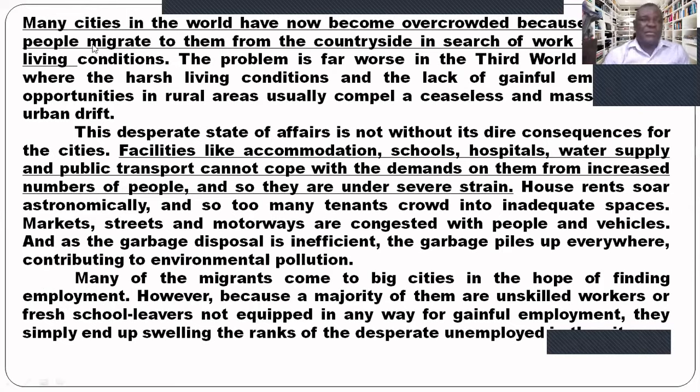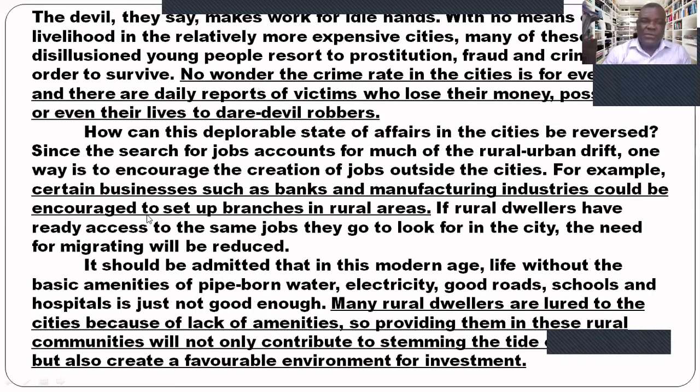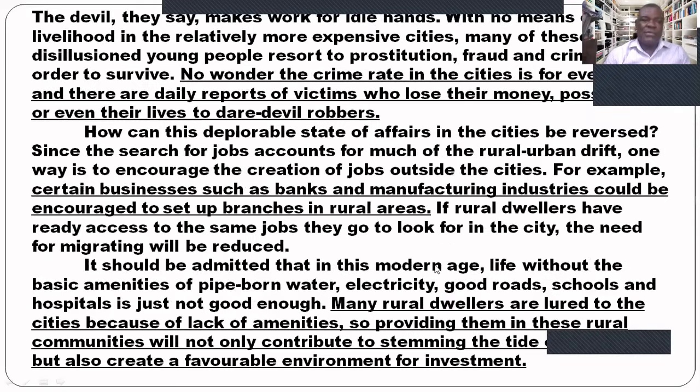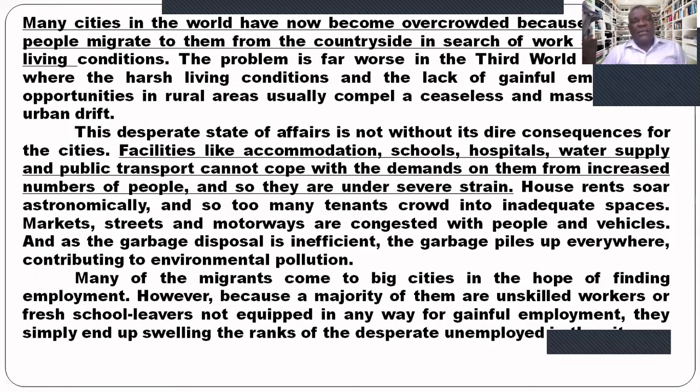The first point, we begin with the negative consequences. Let's look at the question again. In 3 sentences, 1 for each, summarize the 3 negative consequences of rural-urban migration discussed in the passage. So we are looking for the negative consequences. The first one is this. We read the whole sentence, very long and complicated, but we have to carve out a simple sentence out of it that contains the idea.